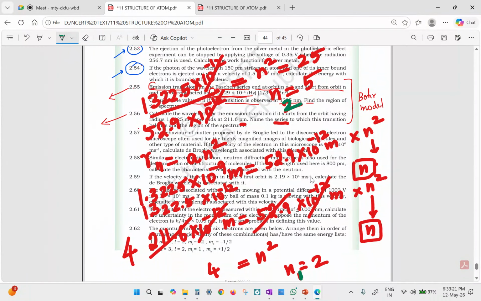So what is the name of the series? Anything which ends at n is equal to 2 will be called what? Balmer series. So this is part of the Balmer series. Is it okay? Yes, ma'am.